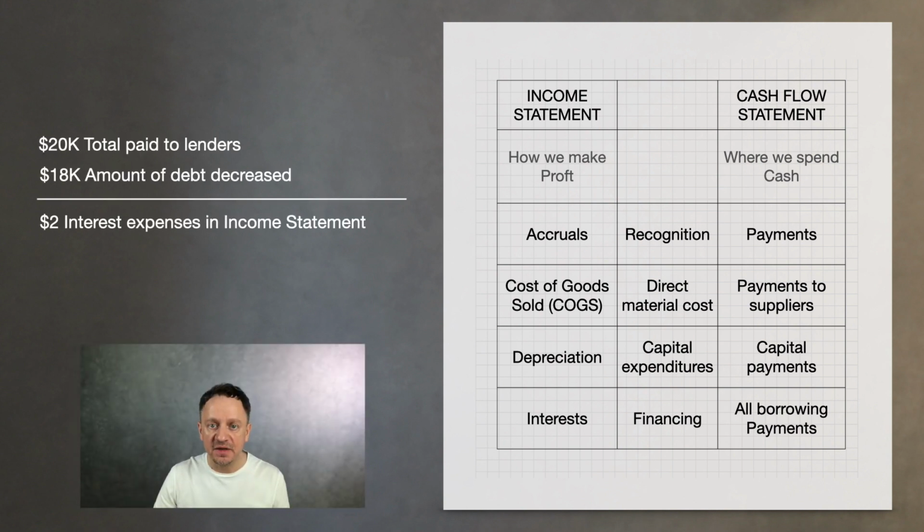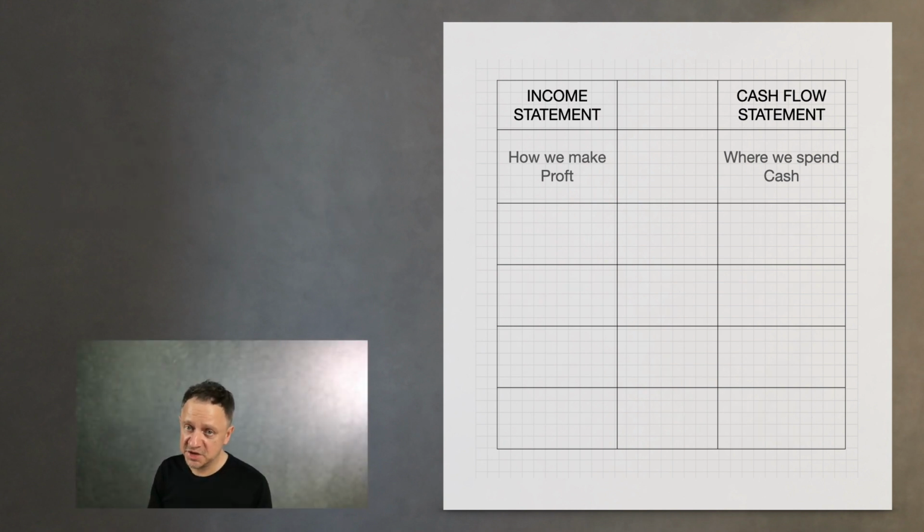Let's say if we total pay to banks 20k, but they decrease our amount of debt only by 18. That means 2k is our interest expenses and it goes right to the income statement. That is just the basics of income and cash flow statements that any accountant might confirm. What makes these statements really special for management?